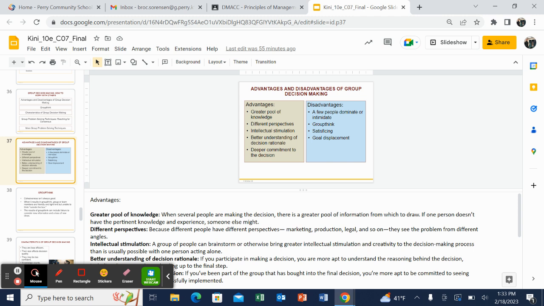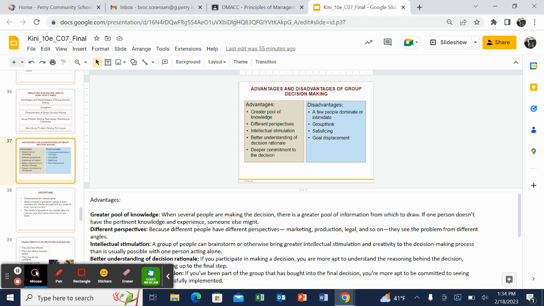So advantages and disadvantages. So advantages, obviously, greater pool of knowledge, the different perspectives, the intellectual stimulation, the better understanding of decision rationale, and then the deeper commitment to the decision. These are all decision-making advantages that can play out. Obviously, I think working on teams throughout your schooling careers, you can probably resonate with some of these advantages. But then we have the disadvantages.